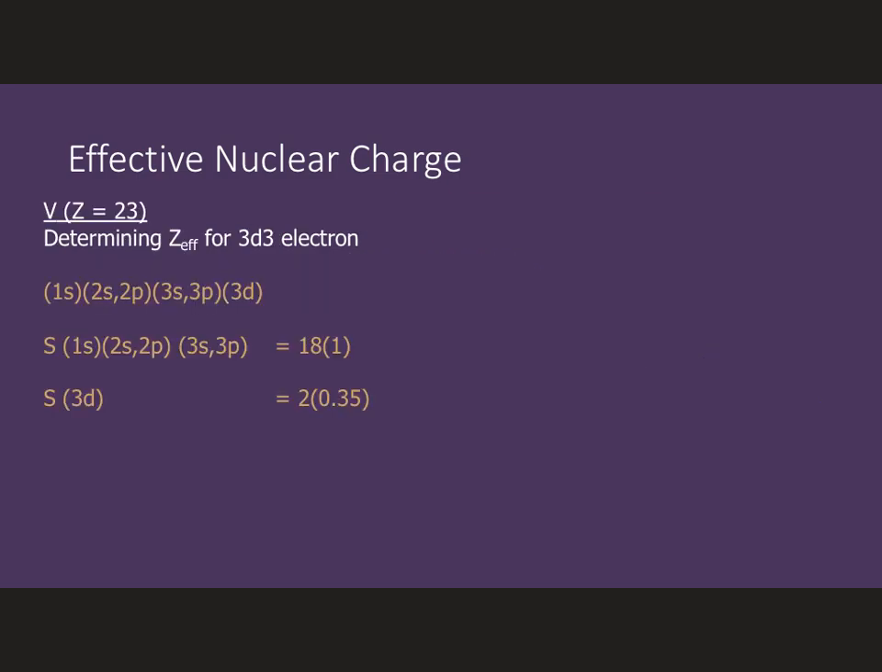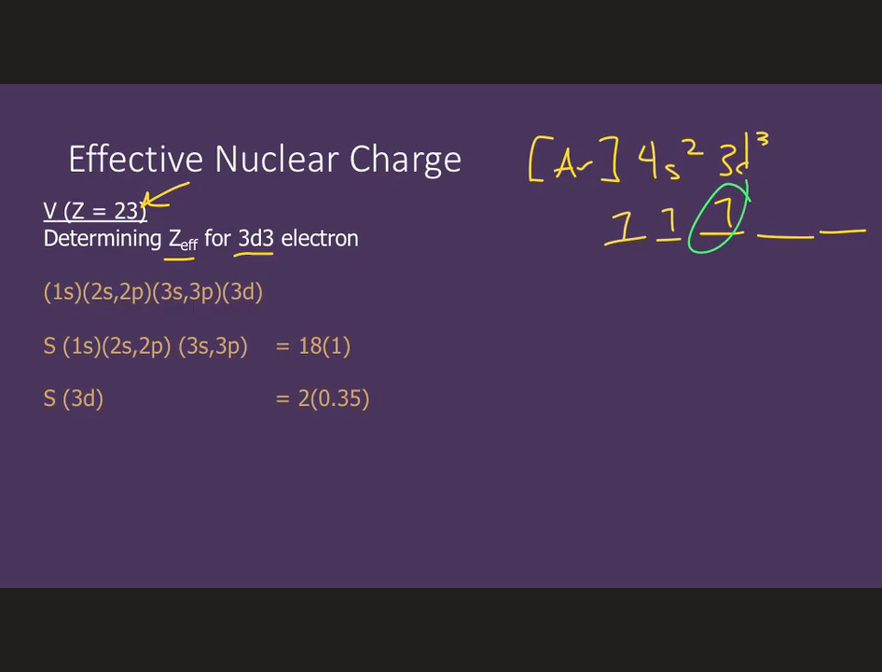All right, so let's do an example here. Let's look at vanadium, which has an atomic number of 23, and we want to find the effective nuclear charge for a 3d3 electron. First, let's remind ourselves that we're dealing with the electron configuration of vanadium. So we've got an argon core, 4s2, and a 3d3 electron configuration. That's what we're dealing with for vanadium. And we specifically want to know what is the effective nuclear charge that's seen on this specific electron here.